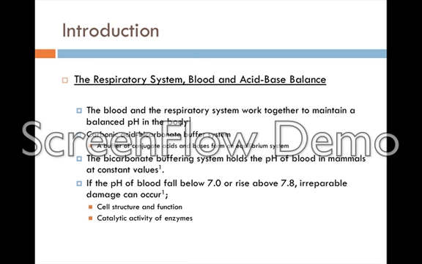The blood and respiratory system work together to maintain a balanced pH in the body. This is done through the carbonic acid bicarbonate buffer system in the blood. A buffer is a substance that tends to resist change in pH when given a quantity of H+ or OH-. The buffer system is made of conjugate acids and bases and forms an equilibrium system. This system holds the pH of the blood at a constant value. If the pH of the blood falls below 7 or above 7.8, irreparable damage occurs, such as loss of cell structure and function, as well as to the catalytic activities of enzymes.